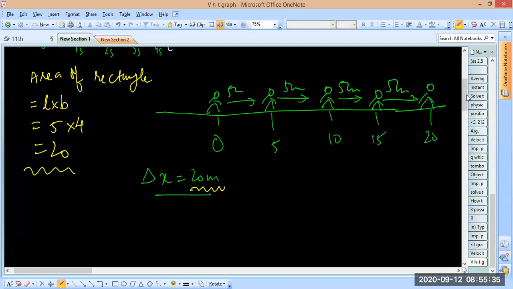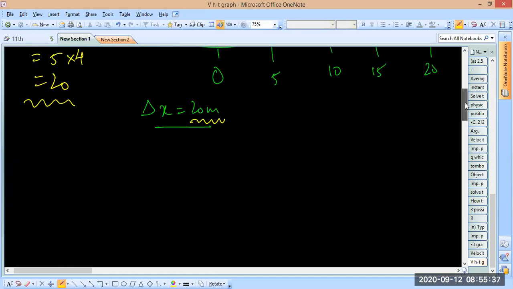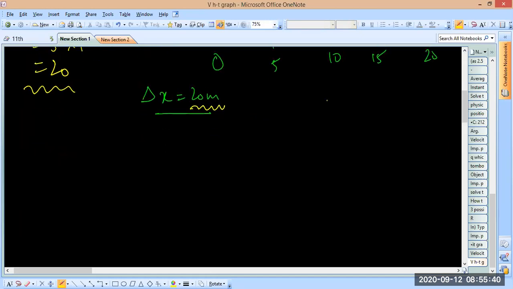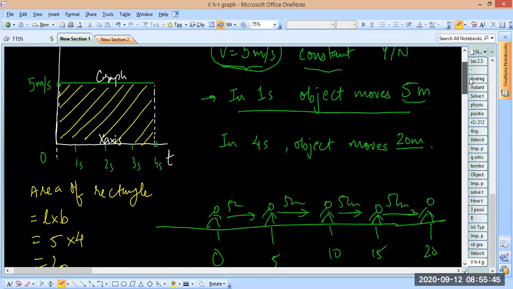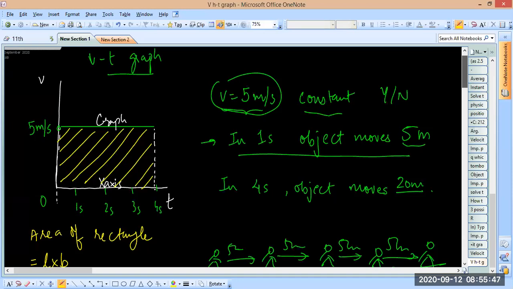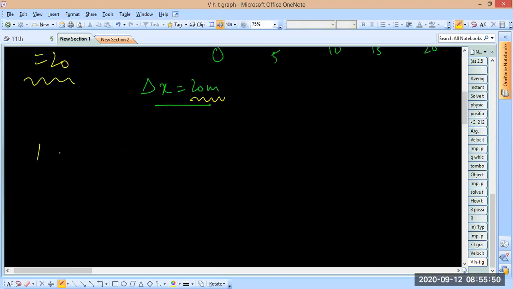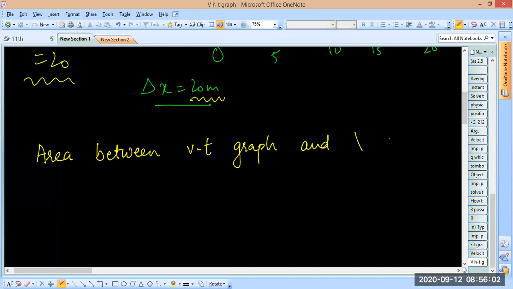So we are going to write this line here. Its proof I will give you later. I've just given you a rough idea of how it works. So write this sentence. This is a very important sentence, everyone. Area between VT graph and x-axis gives displacement.